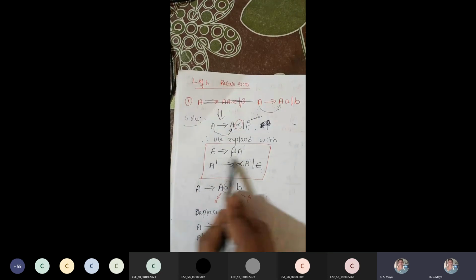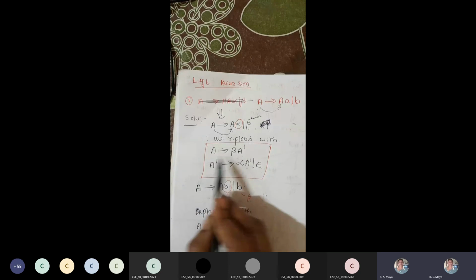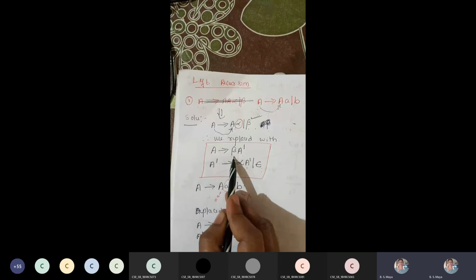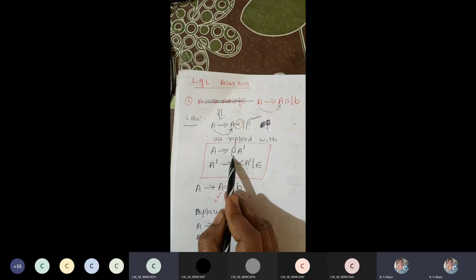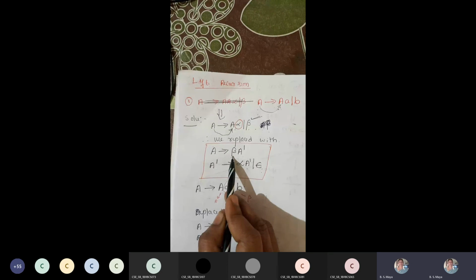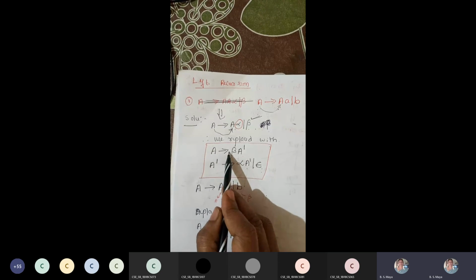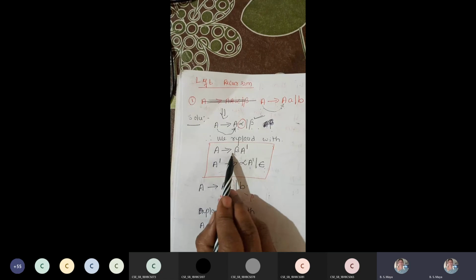Now you can observe the resultant grammar A derives beta. Are both the symbols the same or different? Different. It is different, but is there left recursion now? If you want to say left recursion, what should be there? Before beta, A should be there. Is A there? No, ma'am.